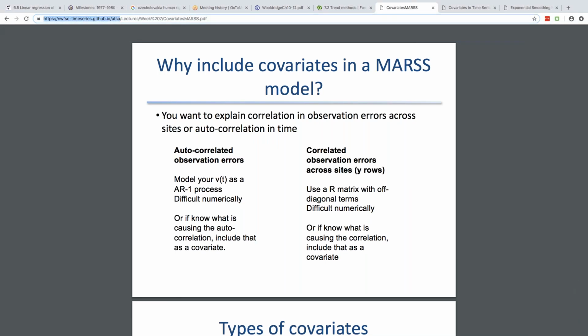Okay, so why include covariates in this class of model? As I mentioned in the beginning, one thing is you're trying to explain those process errors, and you're using the covariates. Another reason is you are explaining your observation errors with your covariates. And you can do both at the same time. In the lab, you're going to do both at the same time.